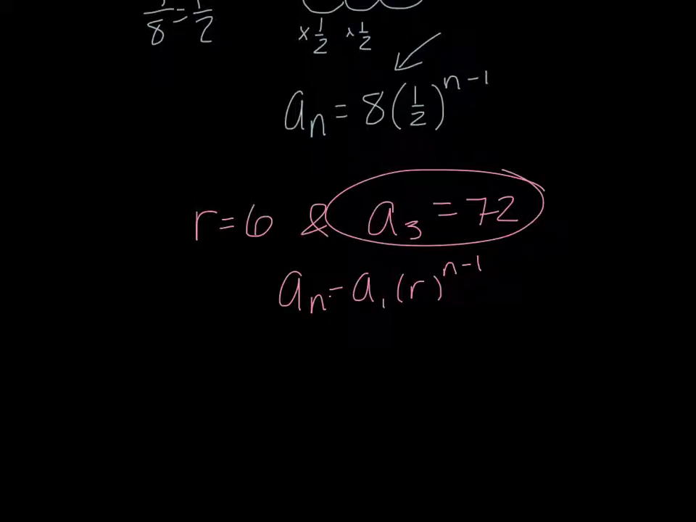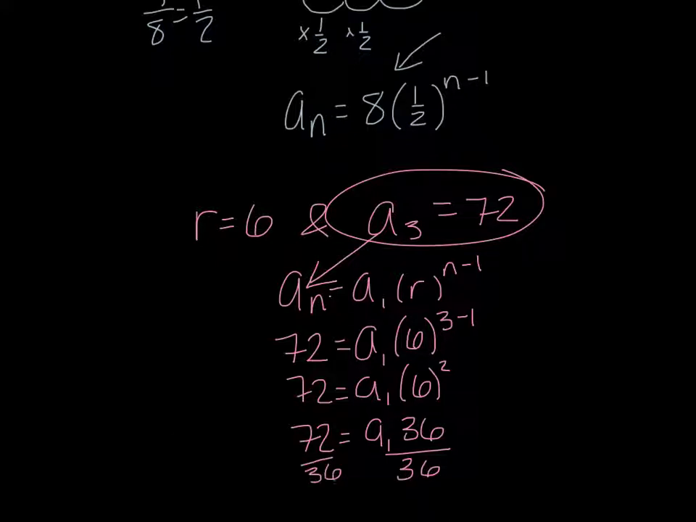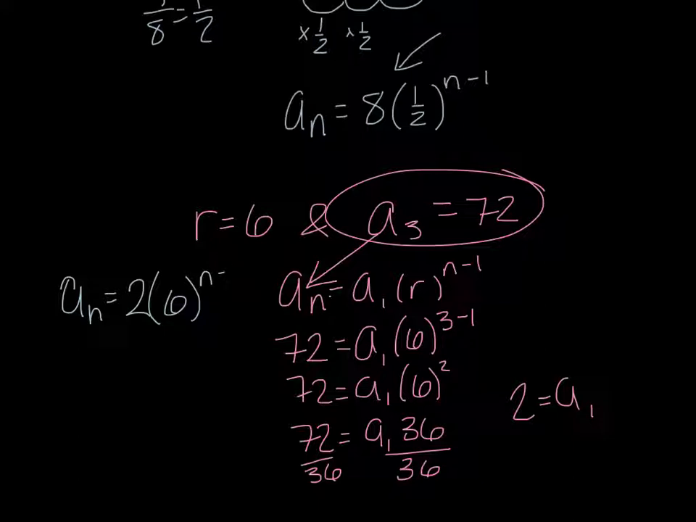So a sub 3 is going to go right there, but instead of putting a sub 3, I'm going to put what its value is, 72 equals. I don't know a sub 1. r is 6, to the n minus 1, n here is 3 in this example. So we have 72 equals a sub 1 times 6 to the second power. So 72 equals a sub 1 times 36. Divide both sides by 36, and we've got 2 equals a sub 1. So now I can write my equation, a sub n, or my rule, equals the first term, which is the 2 we found, times my common ratio of 6 to the n minus 1, and that's our answer.